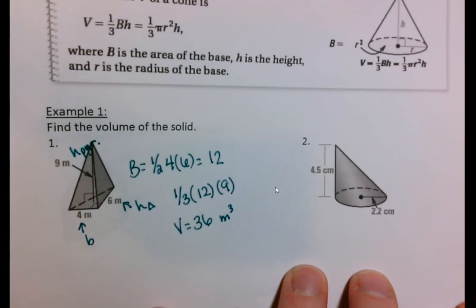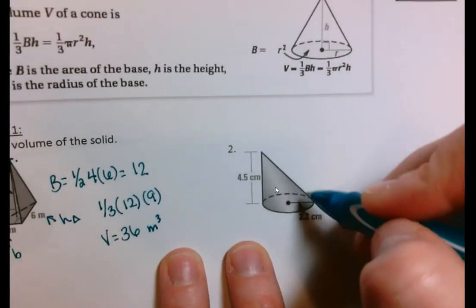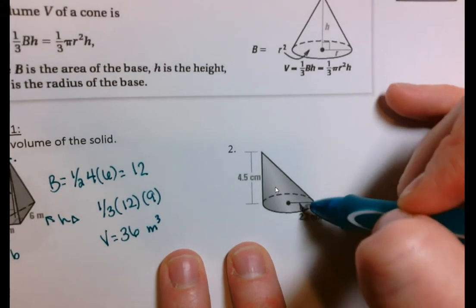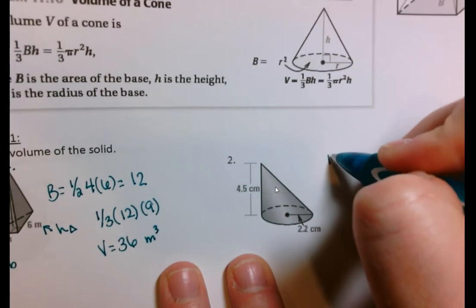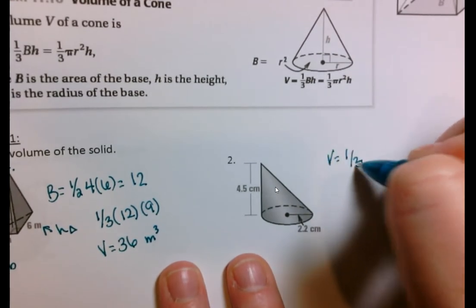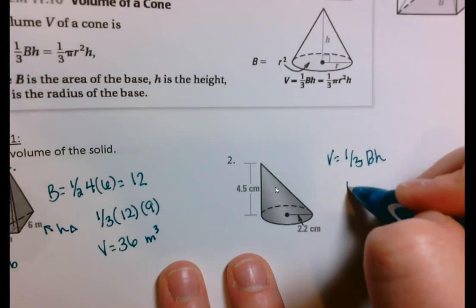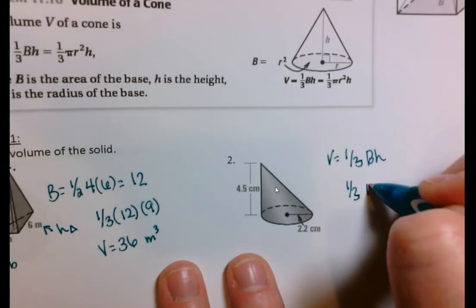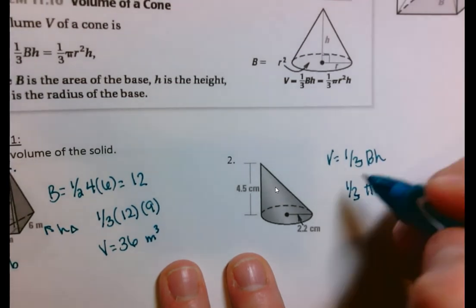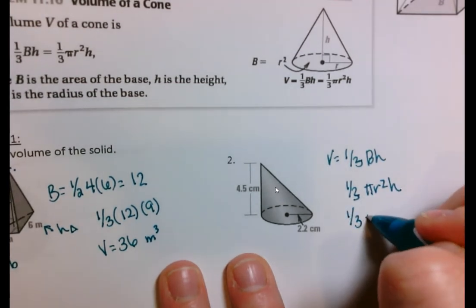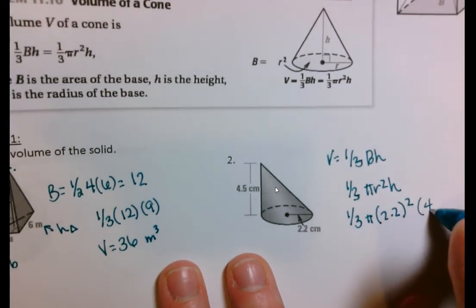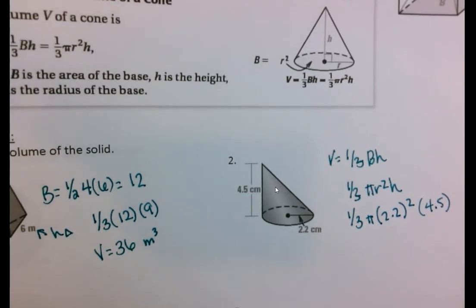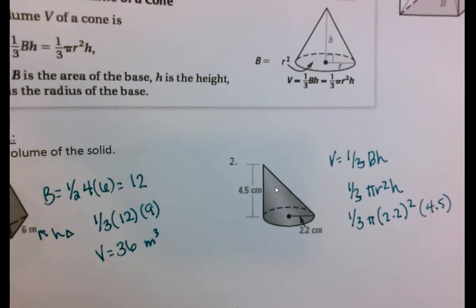This one is oblique, and it is a cone. It's a circle on the bottom, which makes it a cone, and I always screw those up still. So volume equals 1/3 base times height, or 1/3 pi r squared height. So 1/3 pi times 2.2 squared times 4.5. 2.2 squared is 22 times 22, which is a big number, and I have no idea what it is.